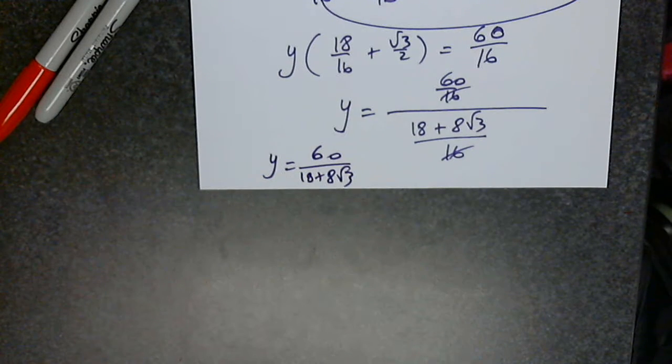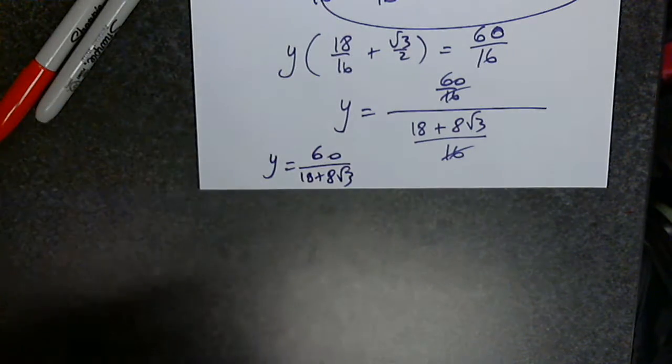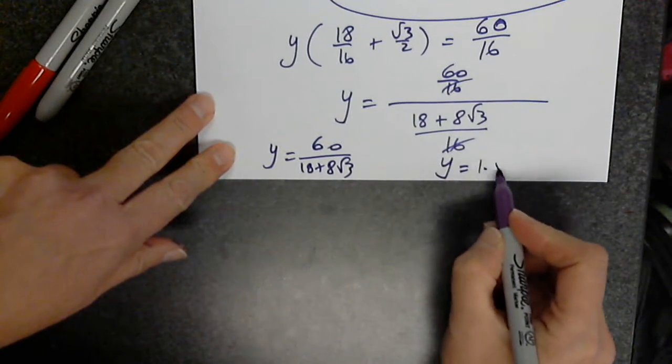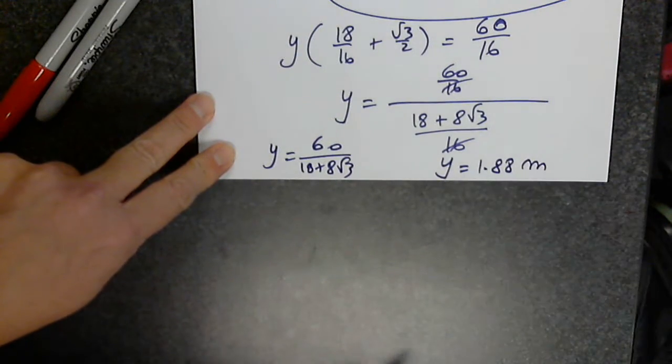I'm using my calculator to see what that is. So this is 60 divided by, don't forget parentheses, 18 plus 8 the square root of 3. And I got roughly 1.88. So y equals 1.88 meters.